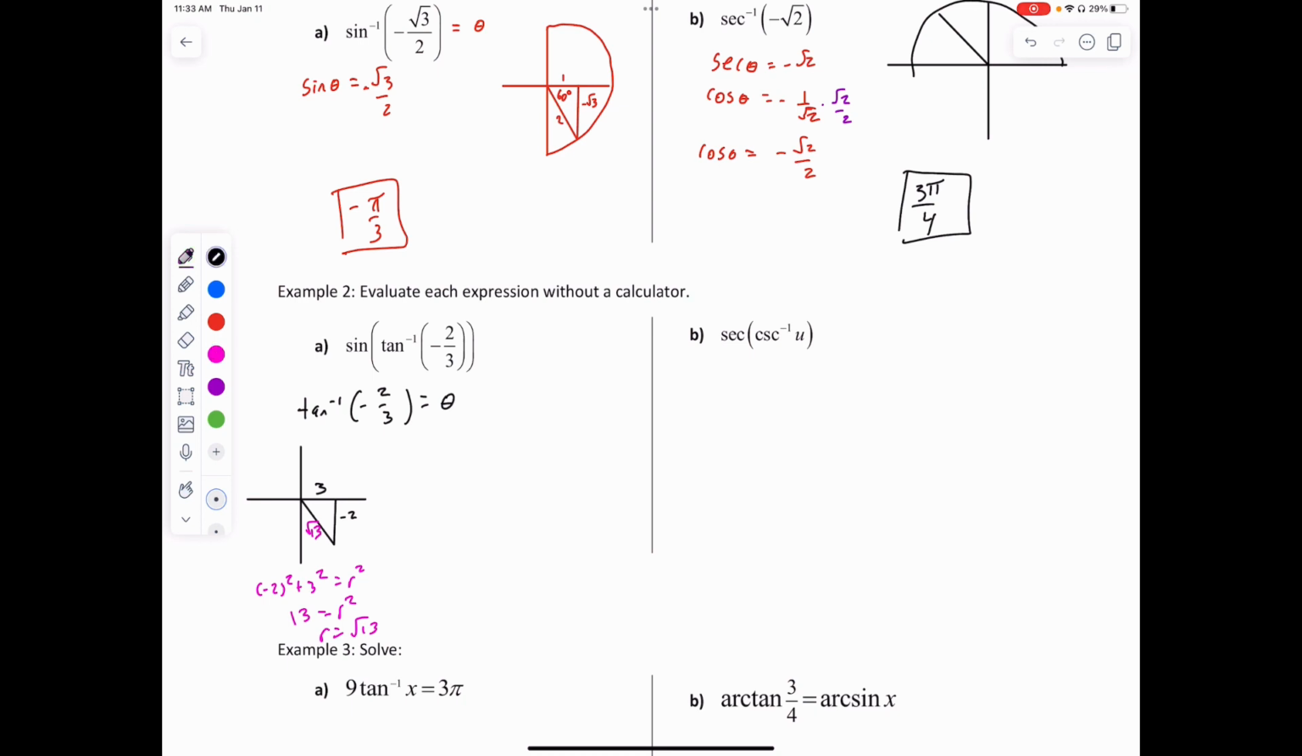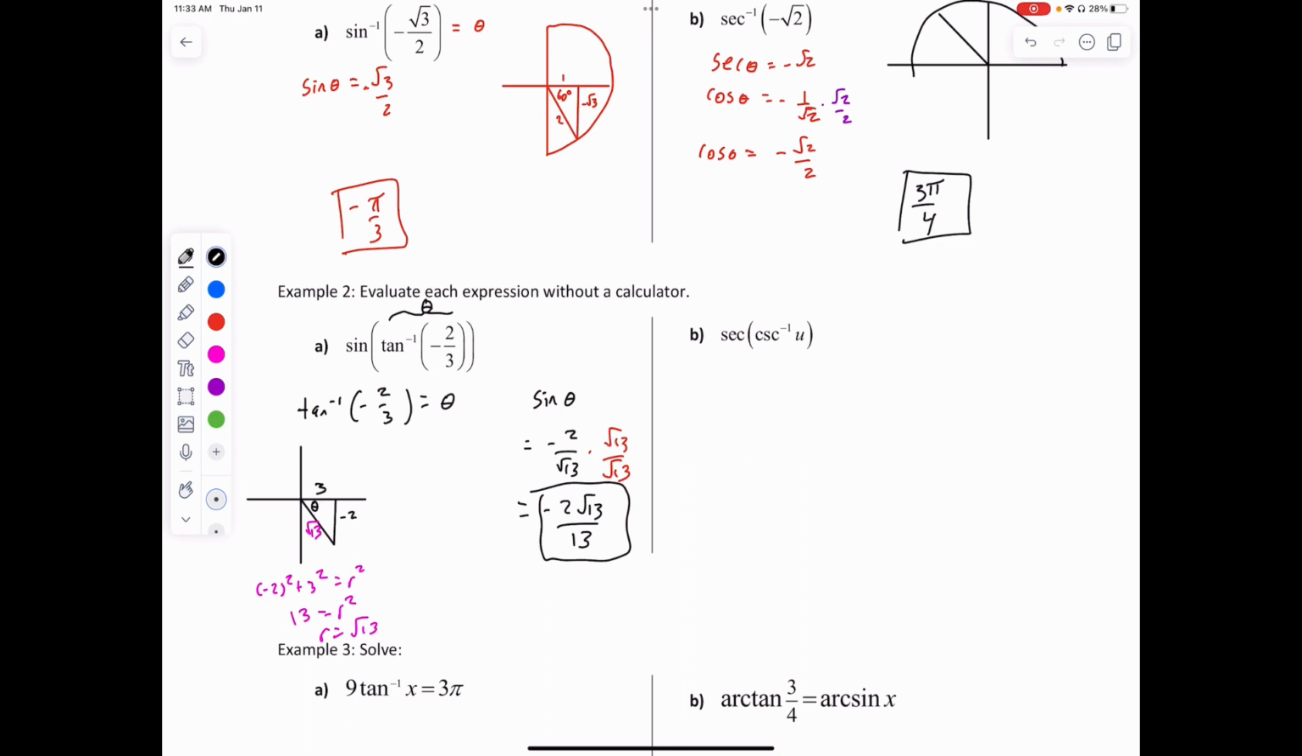Why is that useful? Well, if I know that the tangent inverse of negative 2/3 is going to be this theta, what am I really asking you for? I'm really asking you to then find the sine of that theta. If tangent inverse gives me an angle, I'm really saying find the sine of that angle. So let's just look at the picture. The sine of this angle is opposite negative 2 over hypotenuse radical 13. And we can just do a quick rationalization of the denominator to make this negative 2 radical 13 over 13. So we were able to find our answer without using a calculator.